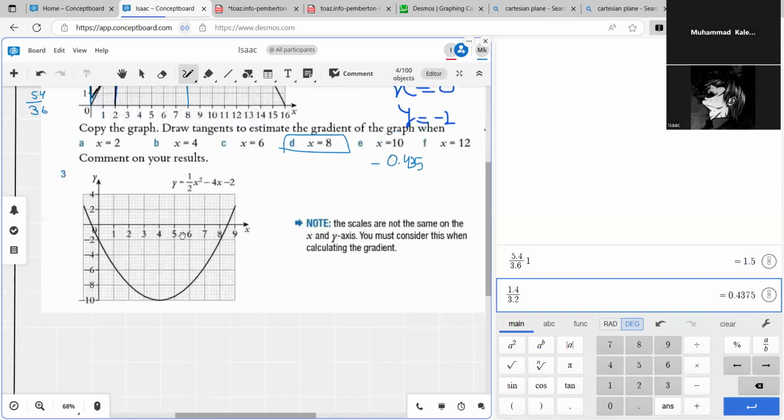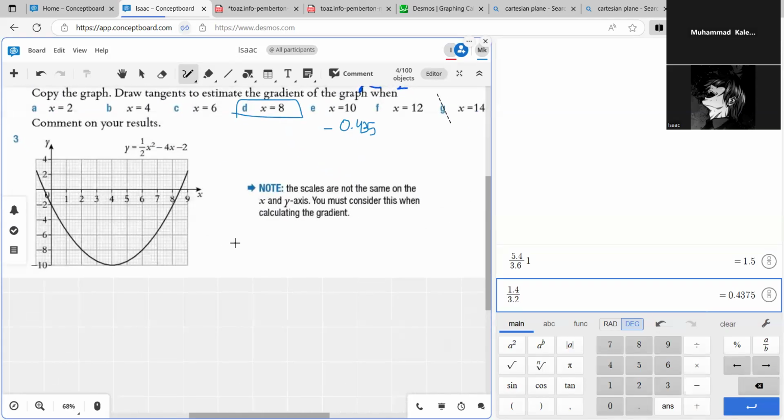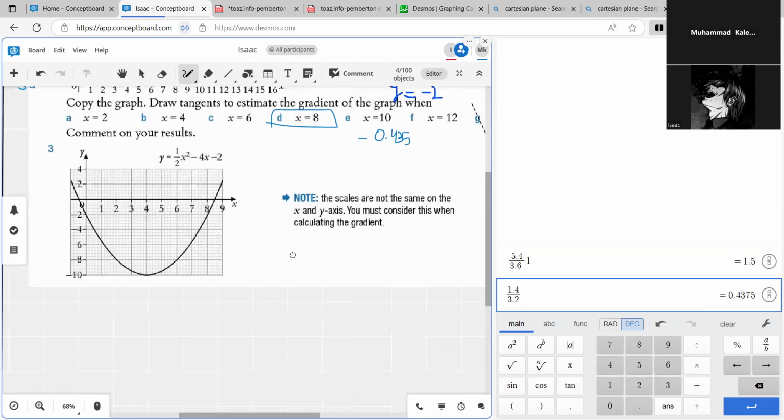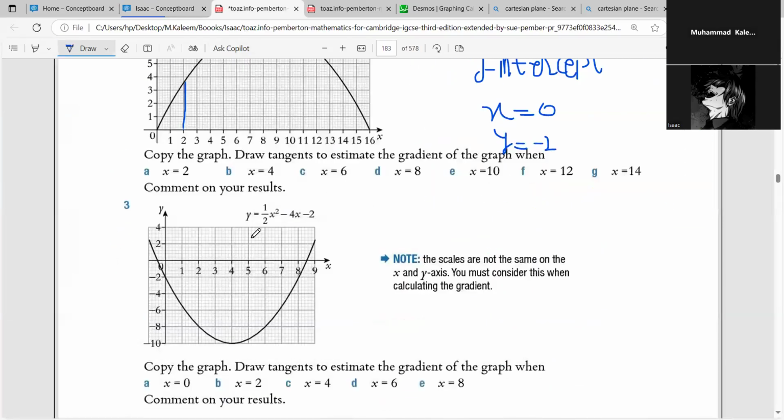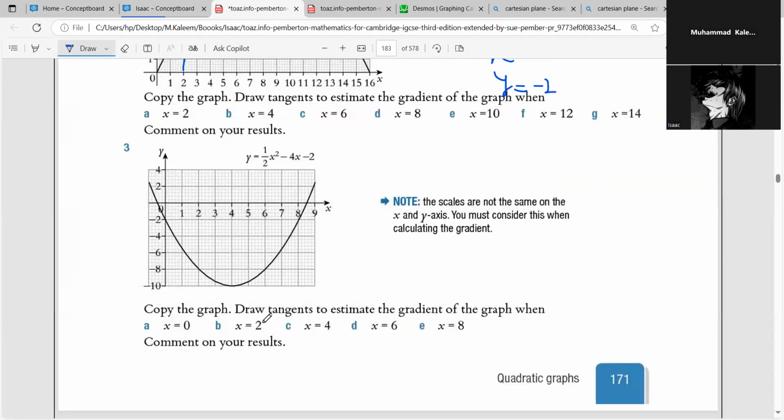Next, question number 3. Note the scales are not the same on the x-axis and y-axis. You must consider this. Question number 3: copy the graph, draw the tangent to estimate the gradient of the graph when x is equal to 0. So it's the same thing. Don't worry about it, but they clearly mention that you should be careful while taking the values.